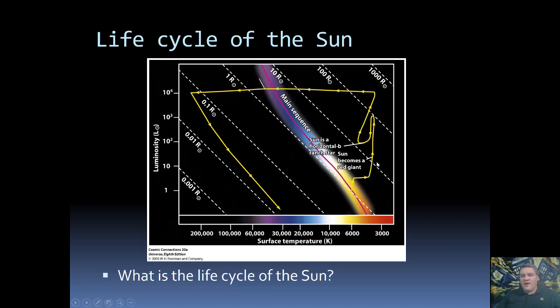So we start out with a protostar, which is going to be over here in the top right. As it shrinks and heats, it's going to somehow find its way down onto the main sequence. All stars on the main sequence are in the process of hydrogen fusion, converting hydrogen to helium. Once all of the hydrogen is used up, we now have a core that is just helium, which causes the core to shrink until it reaches electron degeneracy pressure.